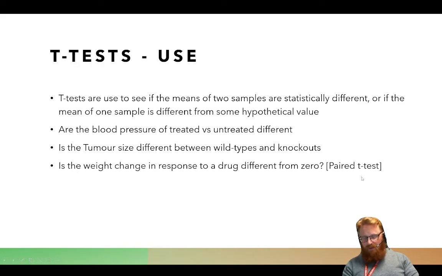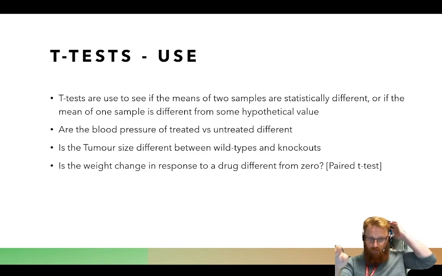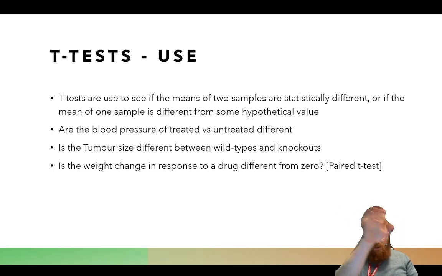This is something called a paired t-test. Paired t-tests are actually one sample t-tests where you do the before minus the after for each subject. That gives you the change, right? And then you do a one sample t-test of that change from zero, because if the mean of the change is zero, then there's been no effect.